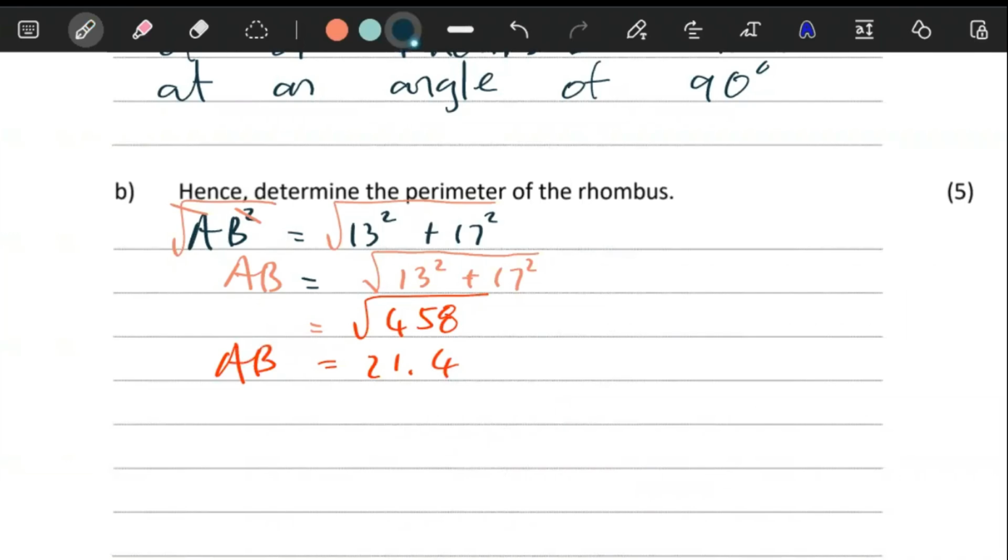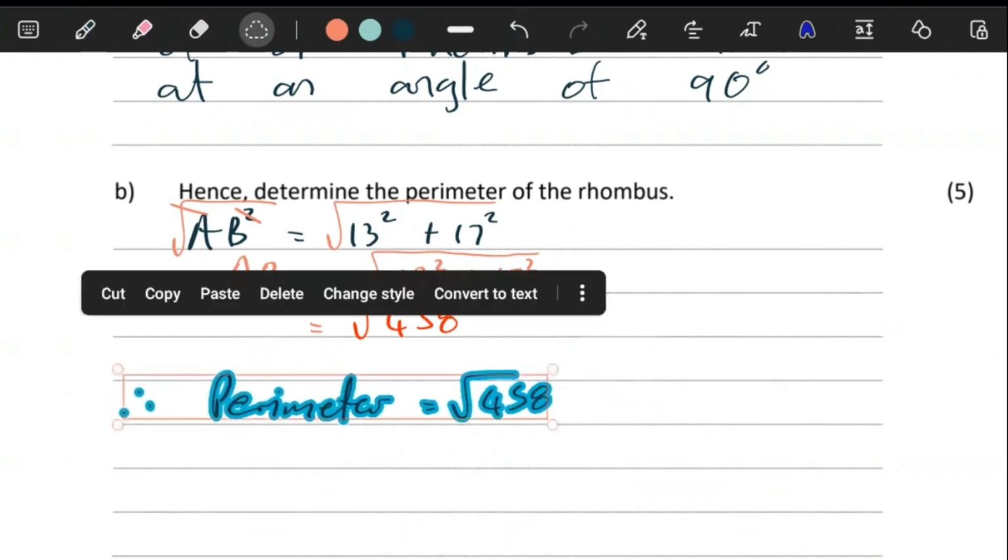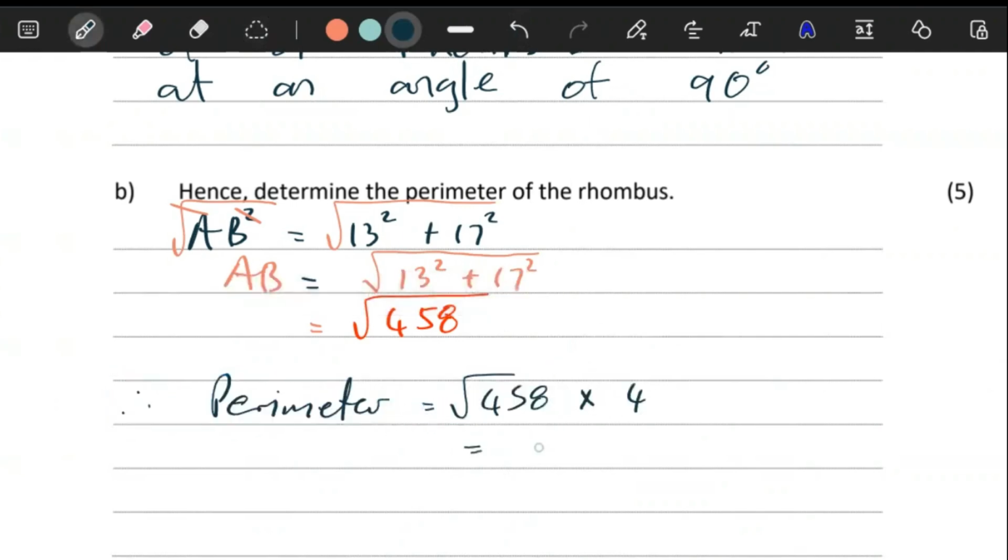But now you have to say, therefore, perimeter. Well, let's just use the unrounded values. So square root of 458 times 4. Let's do this times the 4. It's just going to be 4 square root of 458. This multiplied by 4 to 1 decimal place is going to be 85.6, you see. 85.6. There we go. So our question, not too bad, not too shabby.